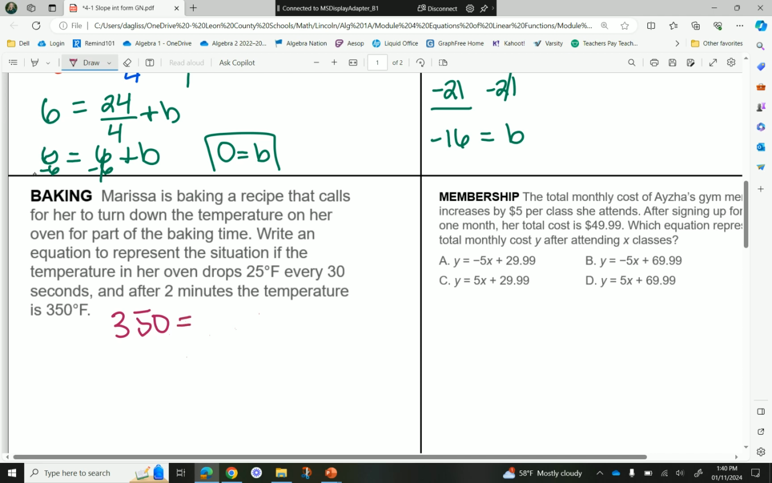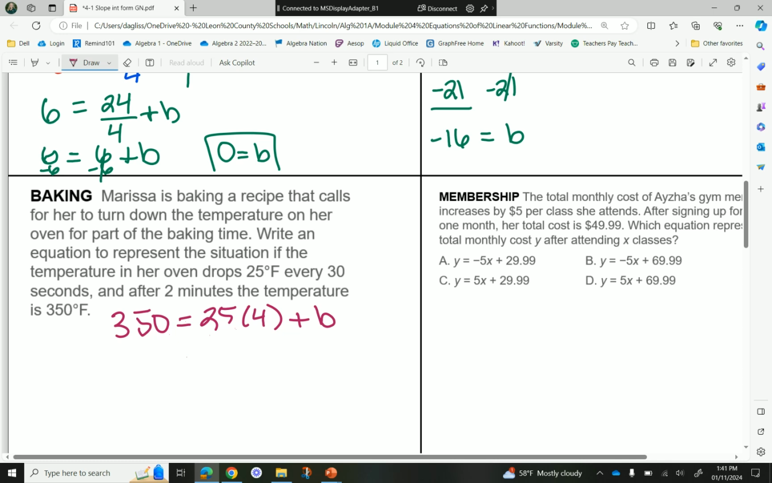My temperature is 350 degrees. And we did times 4 because it's 2 minutes, 30 seconds, 4 times, right? 25 times 4 plus we don't know. There we go. Sometimes it's better to work backwards. We know the temperature is 350 degrees.